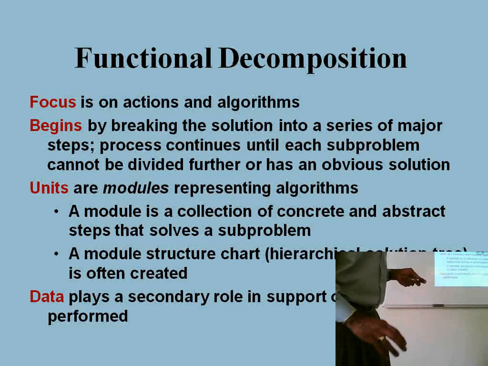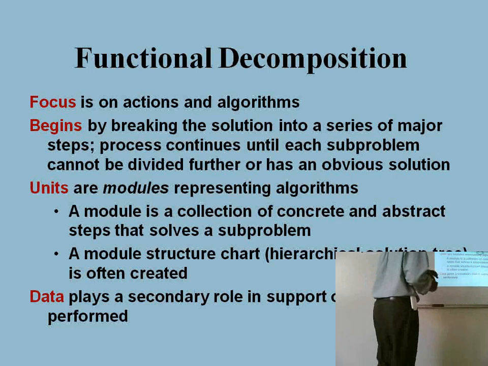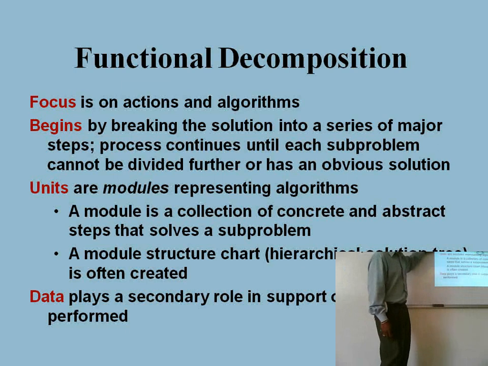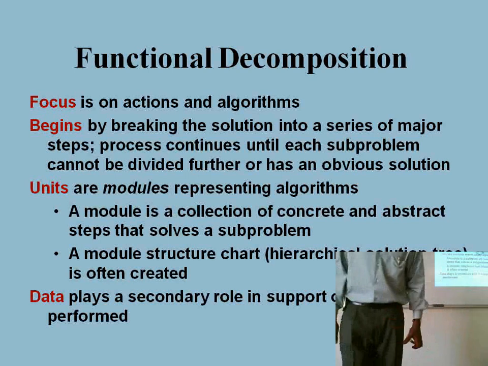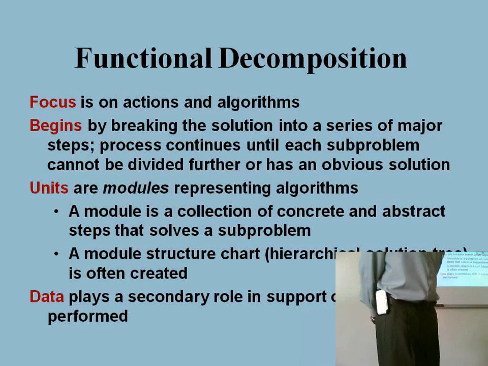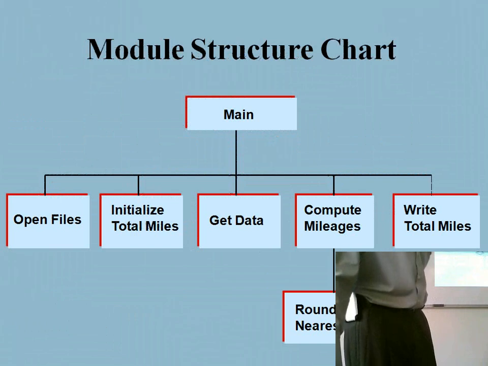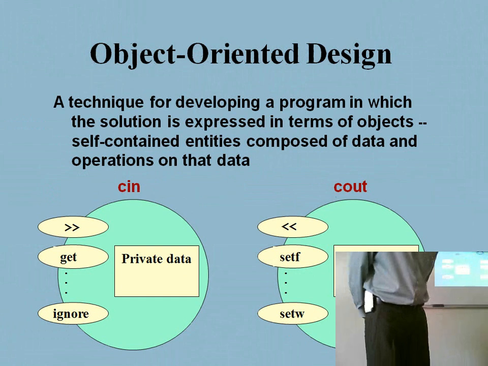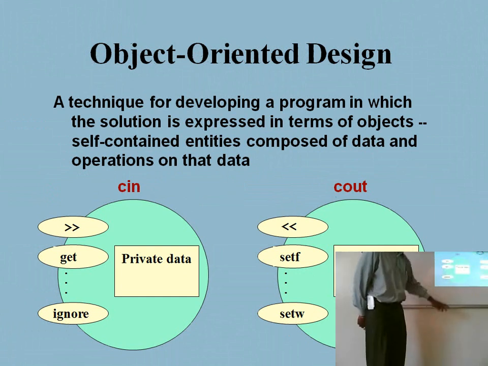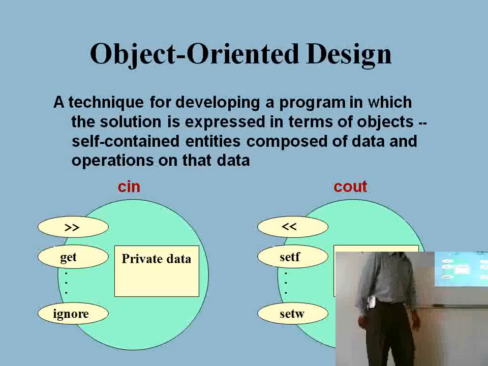So these functional components are a set of actions, algorithms for those actions, tasks, and algorithms. The units represent algorithms. Data plays a secondary role in this. Now, there is another, more contemporary way of looking at engineering a solution, and that is an object-oriented approach. Well, here's our structure chart. We've seen things like this before. An object-oriented approach. Remember we've been talking about cin and cout as objects?